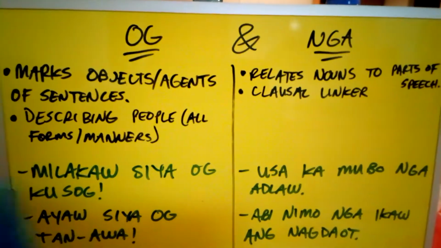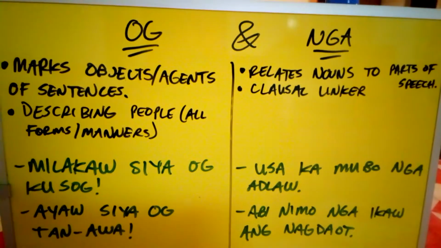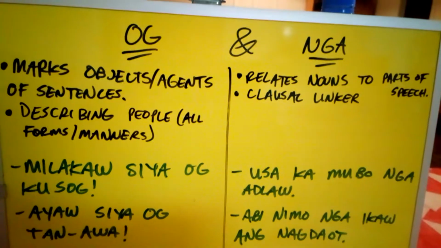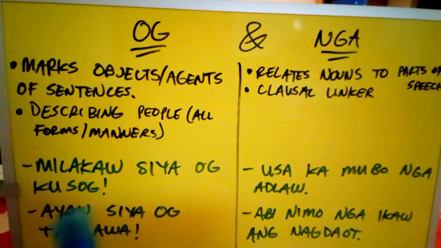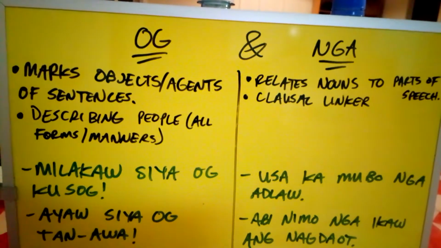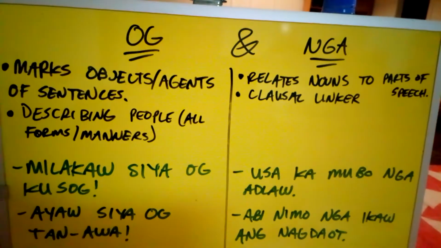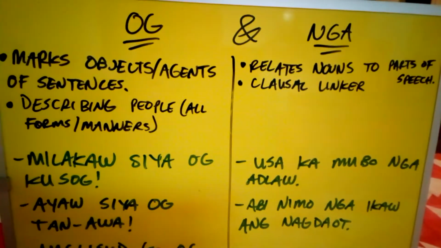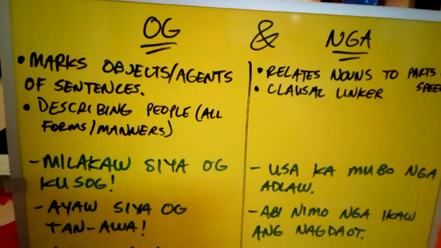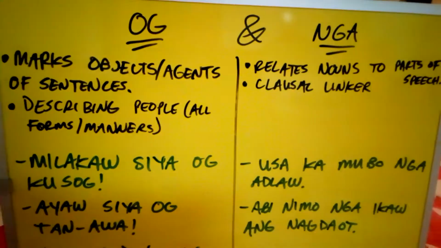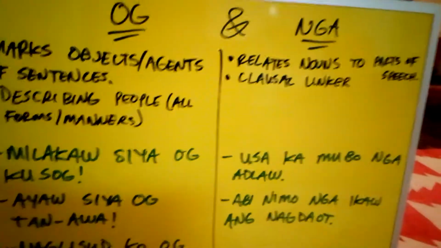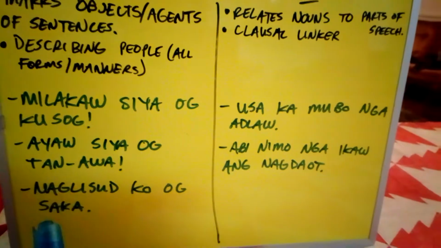So og, we know, marks objects, agents of sentences, right? So we mark whatever that object of the sentence is, whether it's a short phrase or whatever that object was, right? We mark it. And how do we mark it? We put og before it, the whole thing, okay? And then, again, describing people in all forms of manners. It doesn't matter whether it's physical, emotional, whatever, right? We're just describing people. It has to be that person or relating to that person, right?